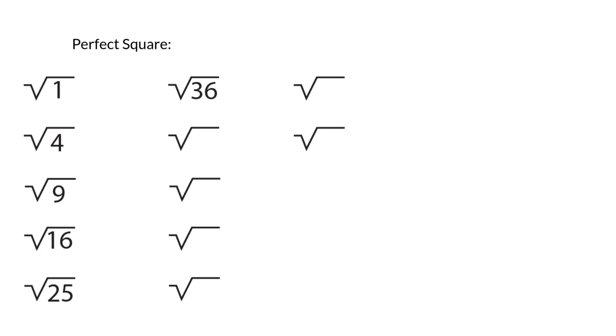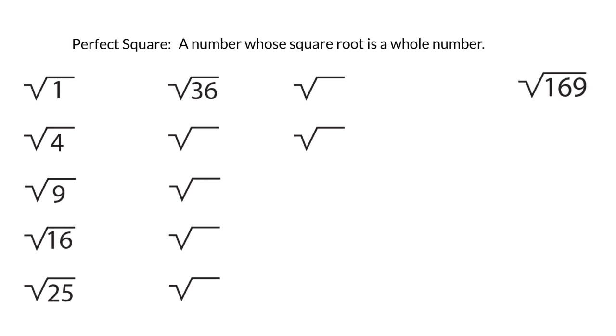The last thing I'd like to talk to you about in this tutorial are perfect squares. And let's begin again by defining it. A perfect square, by definition, is a number whose square root is a whole number. Let's look at a couple numbers, for example. So here we have the square root of 169, and here we have the square root of 127.